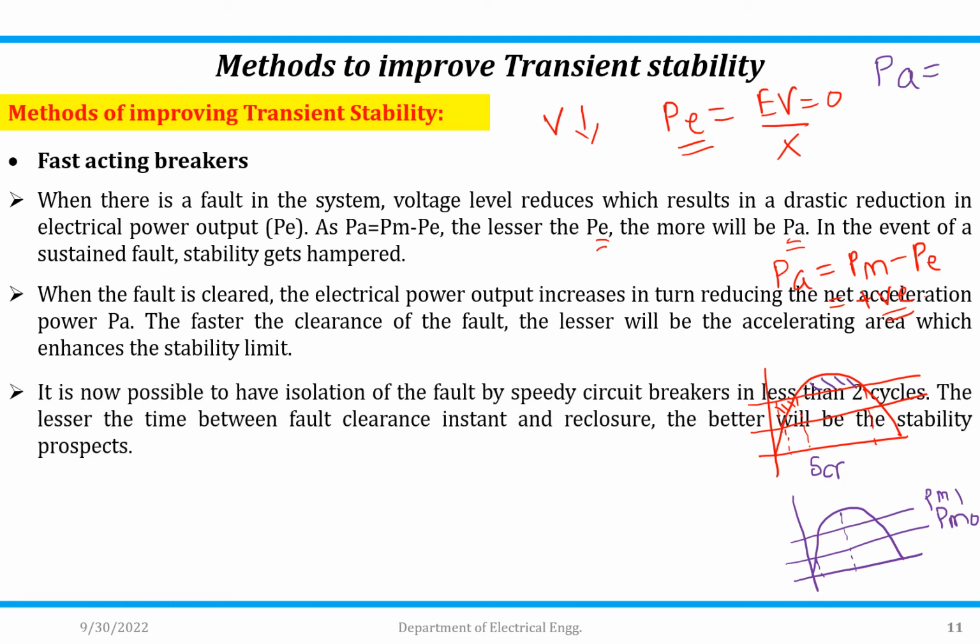Now it is possible to have isolation of the fault by a speedy circuit breaker in less than 2 cycles. The lesser the time between the fault clearance instant and the reclosure, the better will be the stability prospects. So this is also one way to improve transient stability.